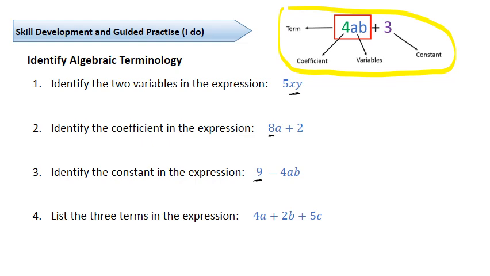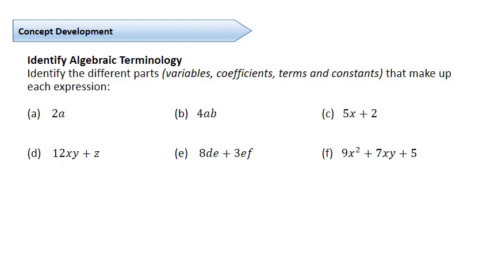Number 4, list the 3 terms in the expression. Alright, the term is the number and the letter, or the coefficient and the variable. So we've got 4a, 2b and 5c. This algebraic expression has 3 terms. Right, pause the video here and have a go at answering these questions.